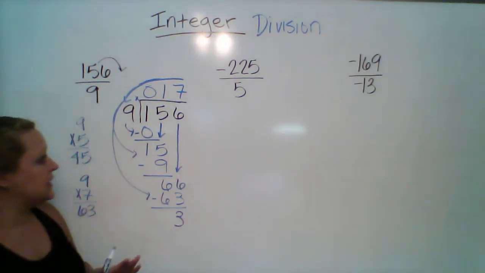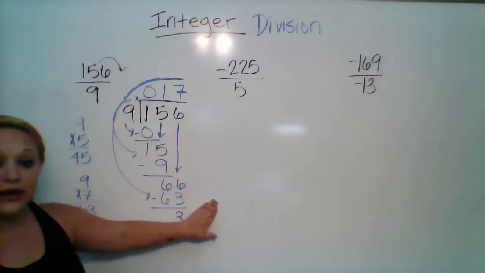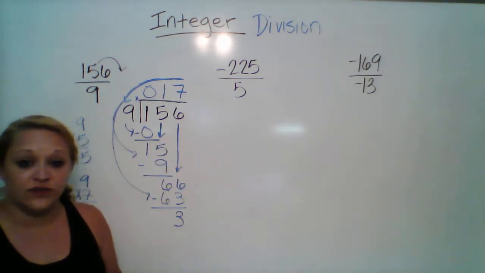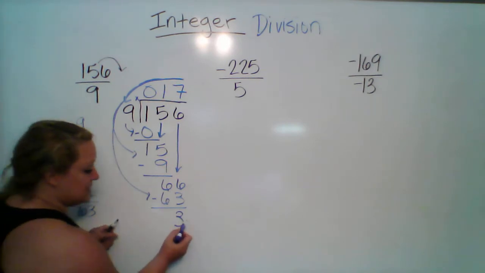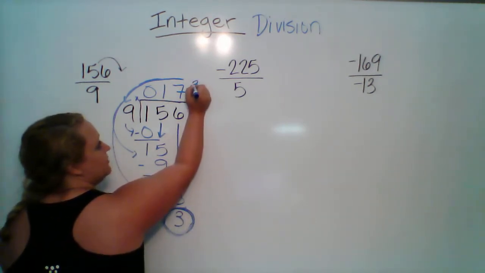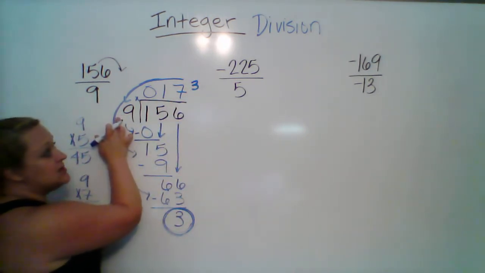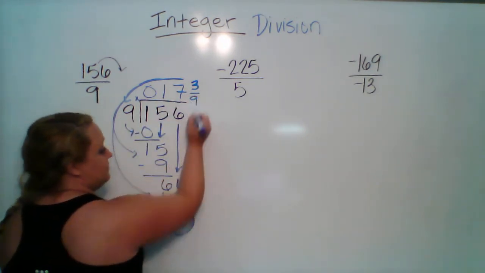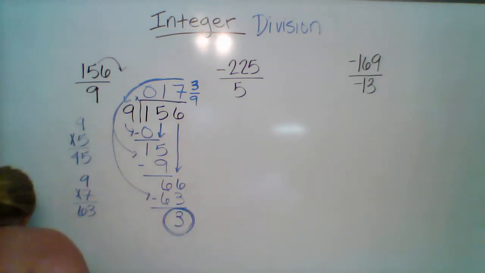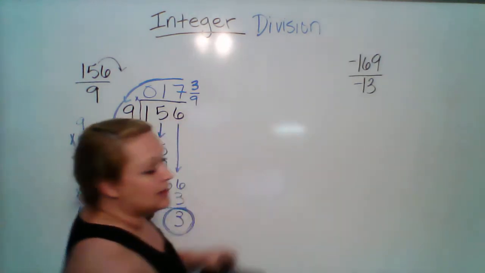Now, I notice there is no other number over here for me to bring down. So for right now, I want you to put your answer as a fraction. You're going to take this remainder, which is a 3, and put it at the top, and you're going to take the divisor, which is a 9, and put it at the bottom. Okay? So technically, your answer is 17 3/9.